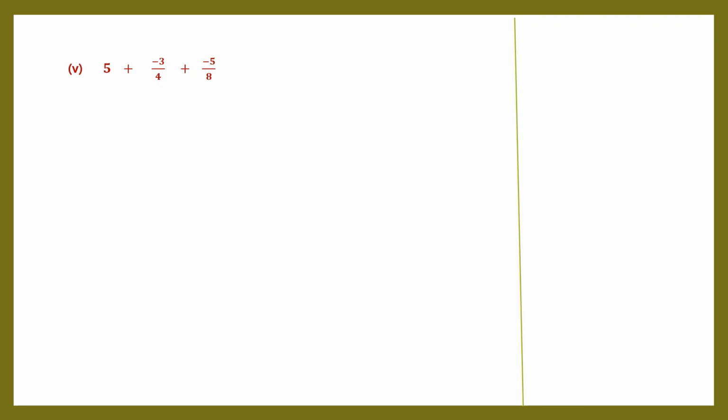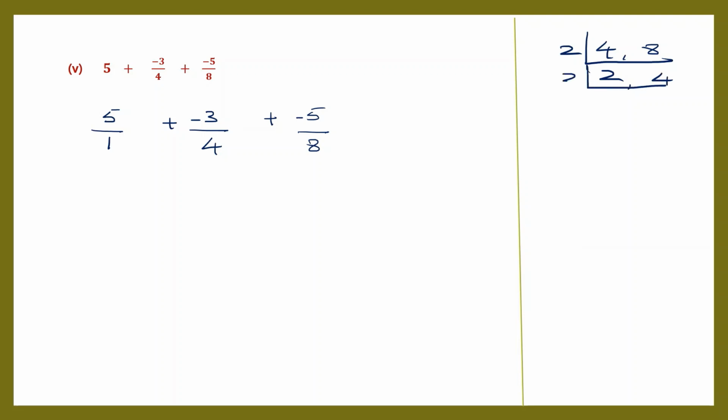Question 5. 5 plus minus 3 by 4 plus minus 5 by 8. So let's write that down. We'll give 5 the denominator 1 plus minus 3 by 4 plus minus 5 by 8. So let's find the LCM of 4 and 8. We'll use 2. 2 twos are 4. 2 fours are 8. Continue to use 2. 2 ones are 2. 2 twos are 4. Let's use 2 again. 1 and 1. So what is our LCM?